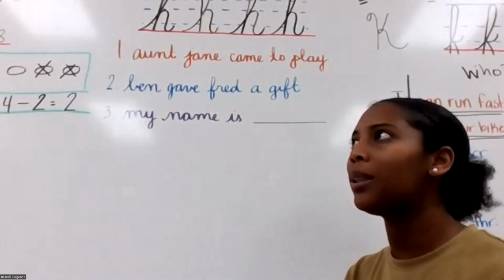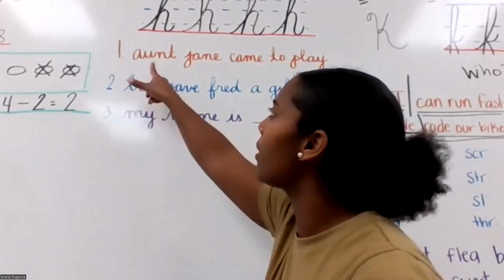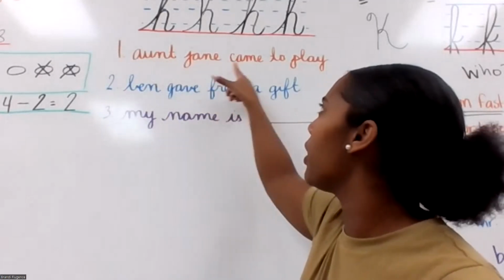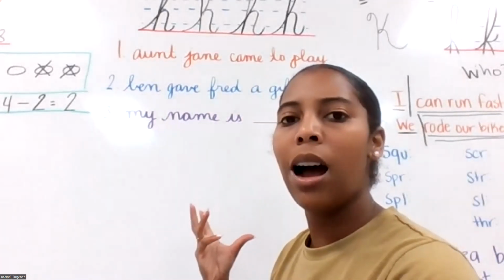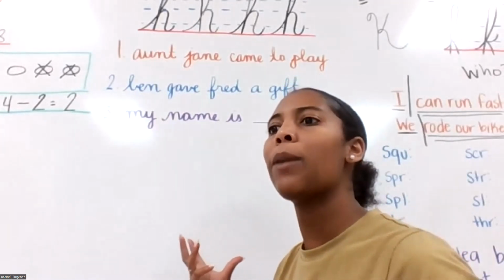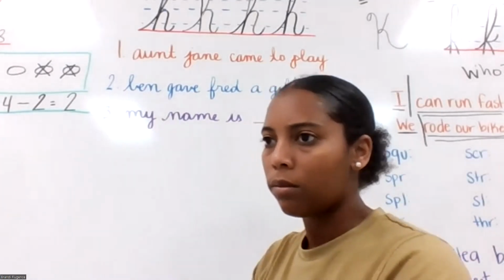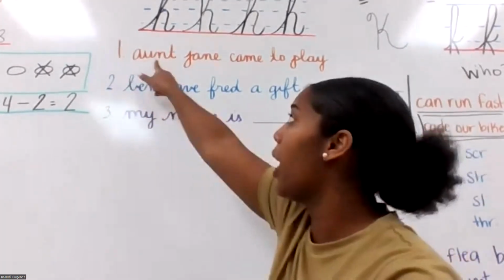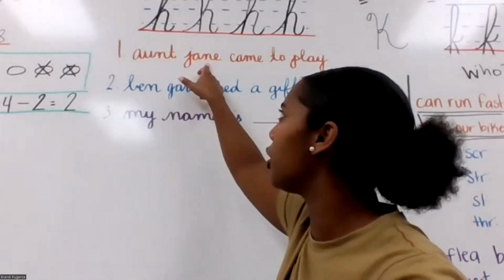So we practiced a few yesterday. We will do the same today. So number one, it says Aunt Jane came to play. Aunt Jane came to play. What's my proper noun in this sentence? Aunt Jane came to play. What is my proper noun, Elijah? Jane, Aunt and Jane, because Aunt is her name, what she is. She's an aunt and she's Jane.